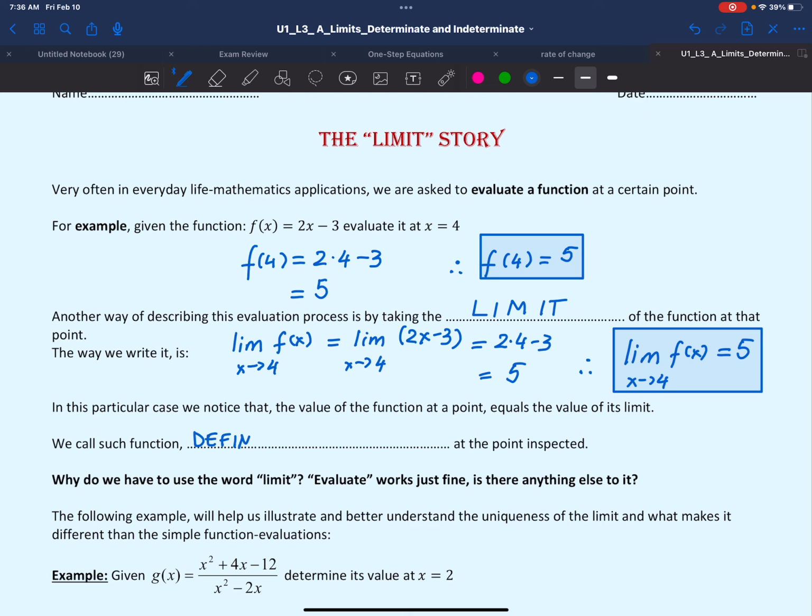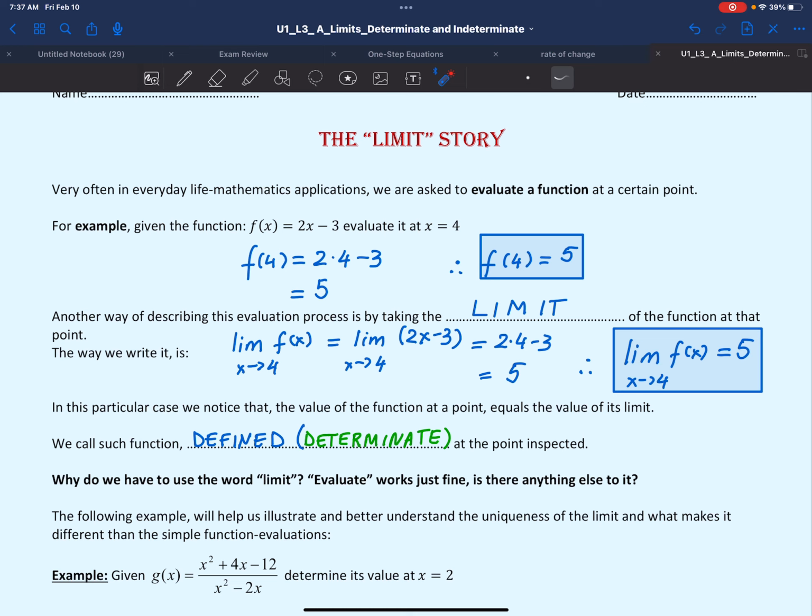And I'm going to throw in another word here that we are going to use very often. We say that the function is determinate and the limit is determinate at the expected point, so at x equals 4. Now, as you can see, we are practically talking about the same process, the same values for the same function.